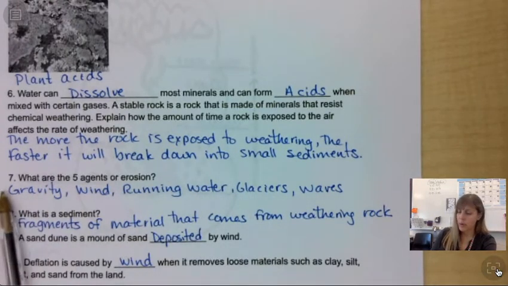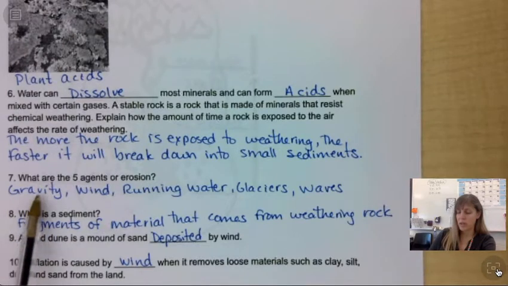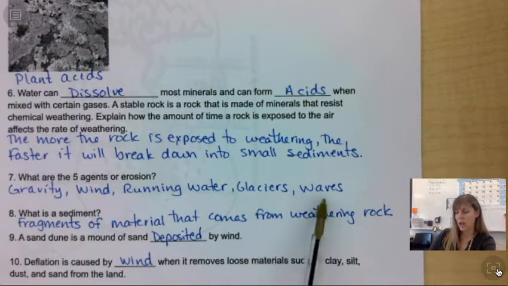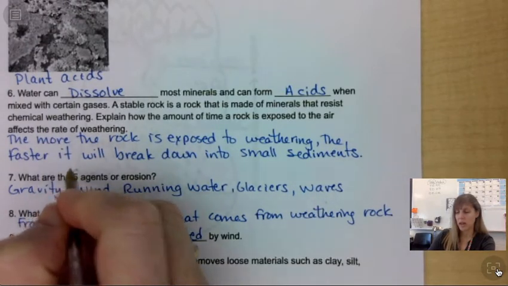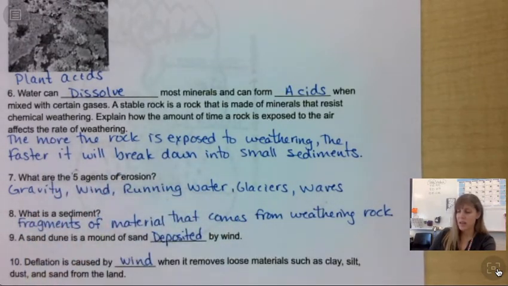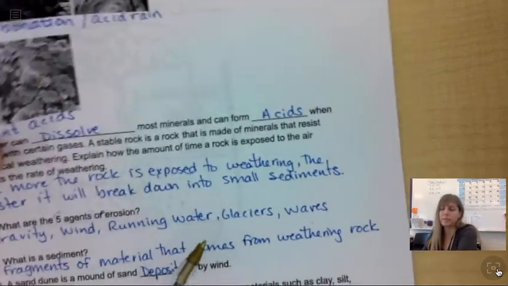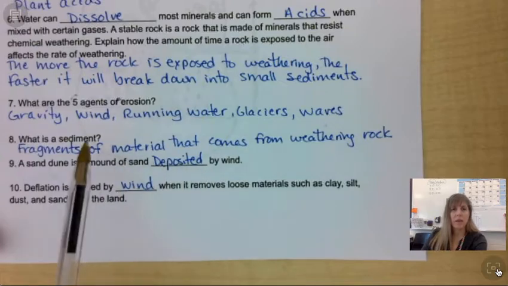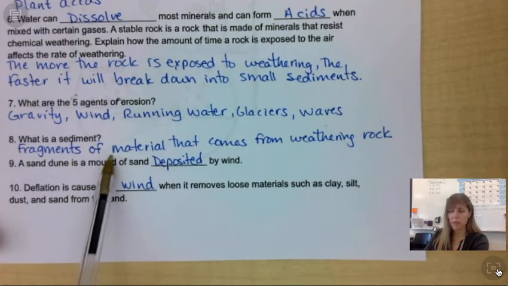Number 7, what are the 5 agents of erosion? Gravity, wind, running water, glaciers, and waves. I need to change this clearly, and I will. Number 8, let's slide this up just a little bit. Number 8, what is a sediment? A sediment is just fragments of material that comes from weathering rock, like sand and silt, okay?